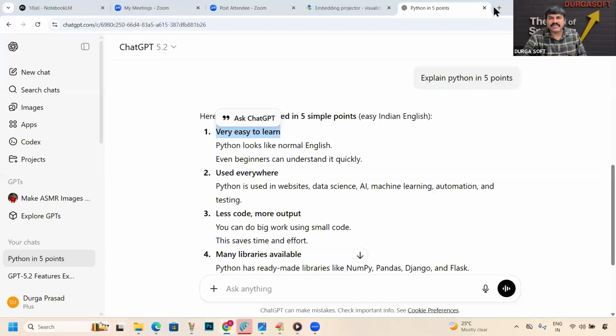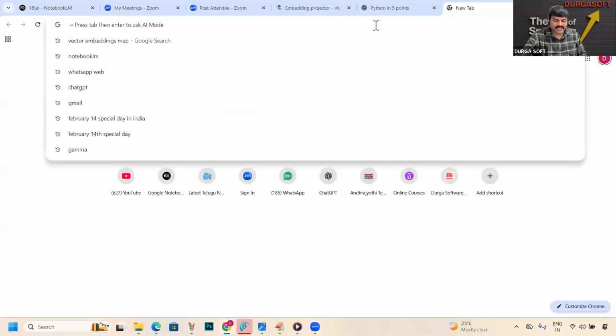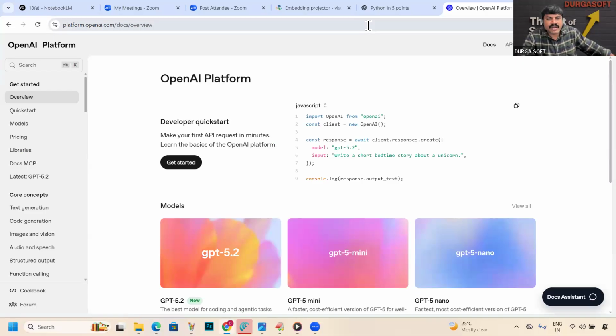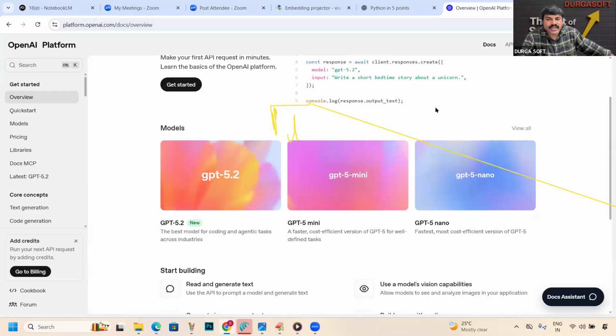Just the basic idea. Don't worry, all these things I will discuss in detail. Terminology-wise, it is better to be familiar. So, platform.openai.com. I open platform.openai.com.